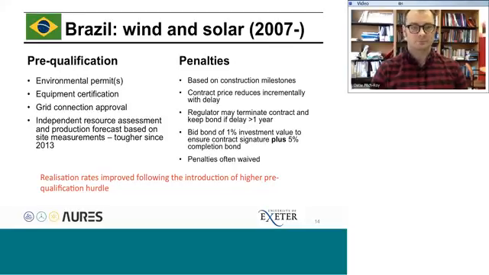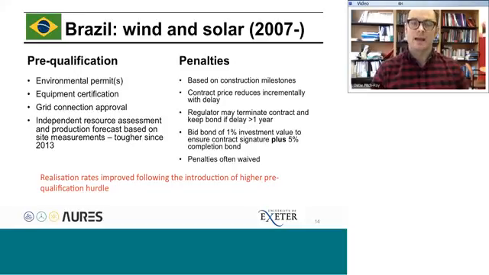So pre-qualification in Brazil is fairly standard. There's an environmental permitting requirement. There's a certification on the equipment itself required, and grid connection approval. One of the interesting factors in Brazil is that, in order to ensure that bidders are bringing forward projects whose resource they really understand, and that they're able to make rational decisions about what level to bid at, there's a resource assessment based on on-site measurements, I think for 2 years.